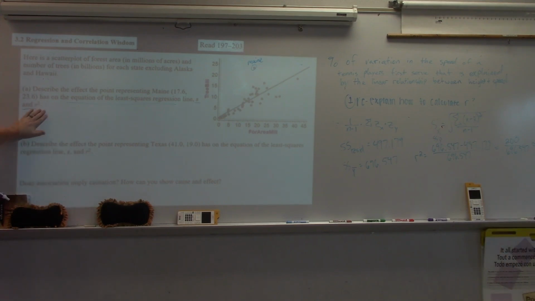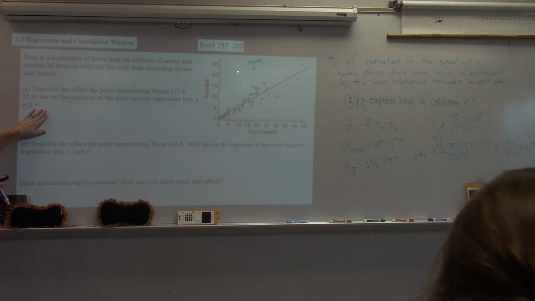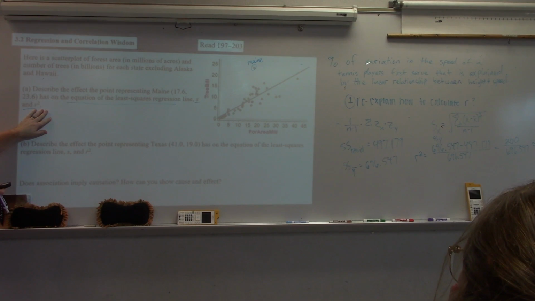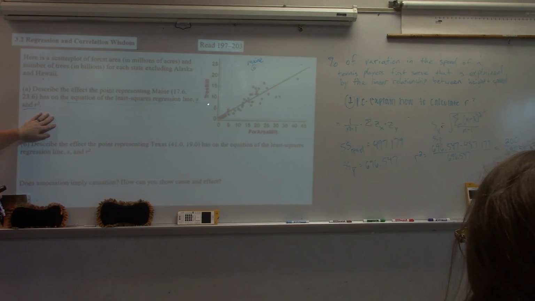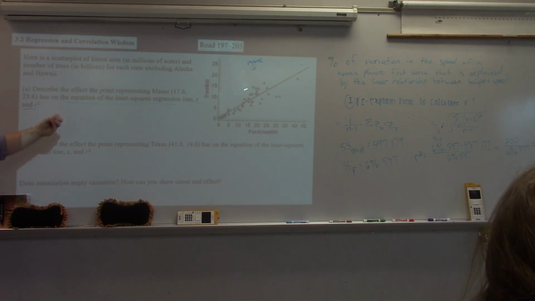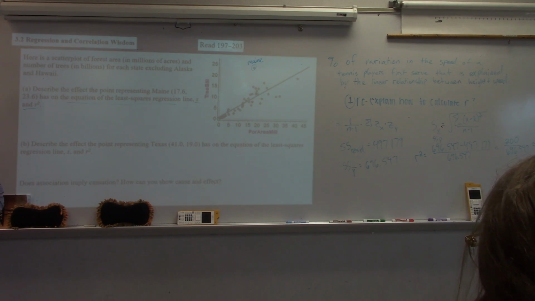So the correlation, 100%, if I got rid of this, that correlation would be what? Stronger. The percent of variation in the number of trees that is explained by this linear relationship would definitely increase, right? And do you want a higher or lower R squared? What do you think? Obviously higher. Lower.